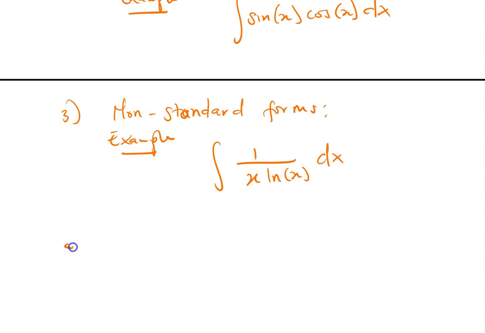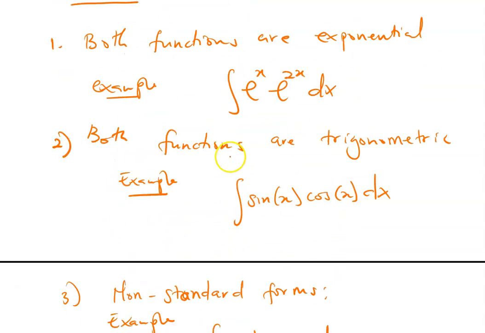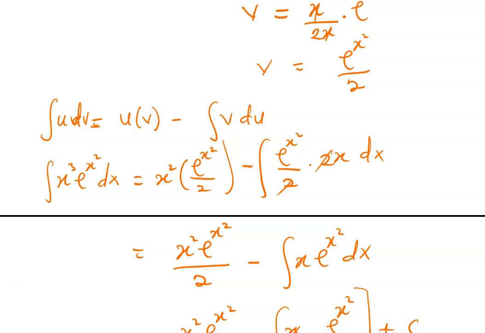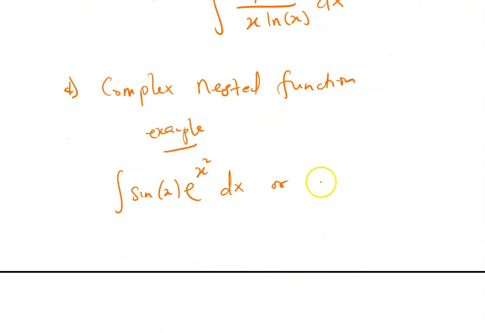Then the last one that I'll talk about is when we have a complex nested function. An example is integration of sin x e^(x squared) dx. Or what I just solved over here, integration of x cubed e^(x squared) dx. So this is more like a complex nested function. So you need to avoid these ones.